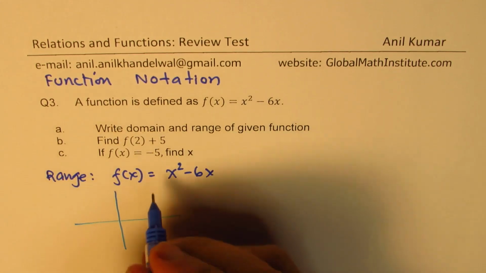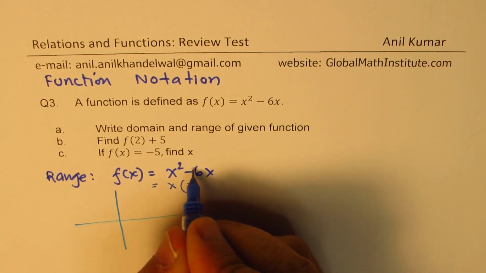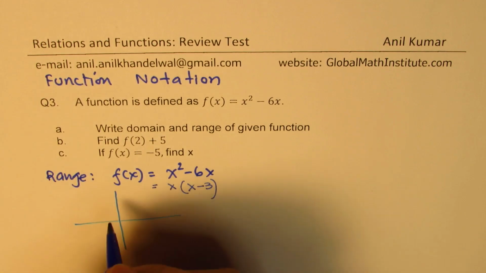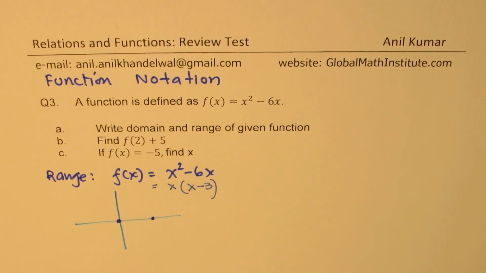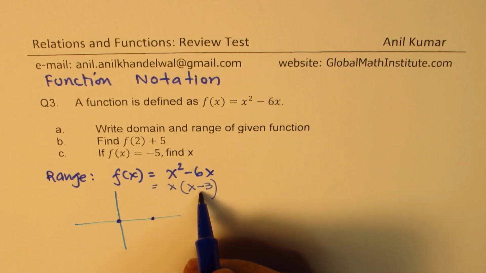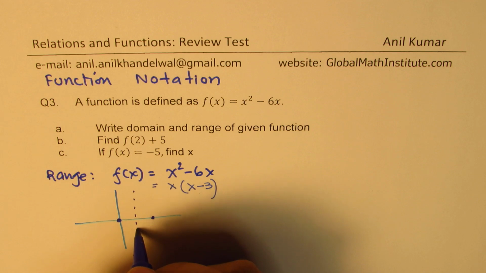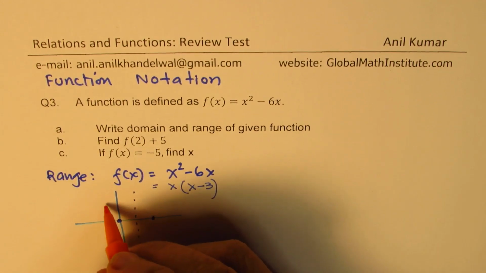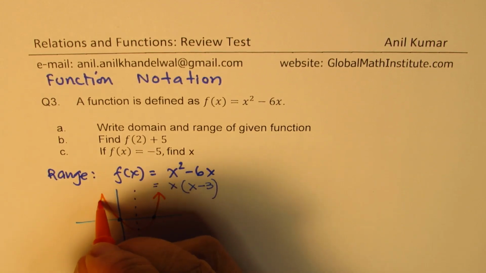We can write this function as x times x minus 3. That means it has two zeros. One zero is at 0, the other one is at 3. Definitely somewhere in between, at 1.5, we'll have a vertex. And this parabola opens upwards, right, from our previous knowledge of parabolas or quadratic functions. So it is something like this.